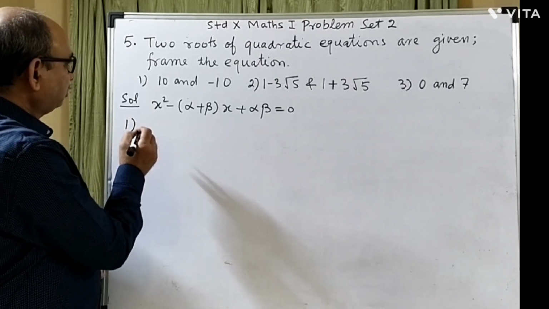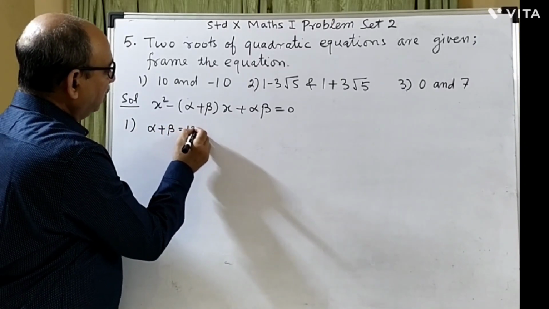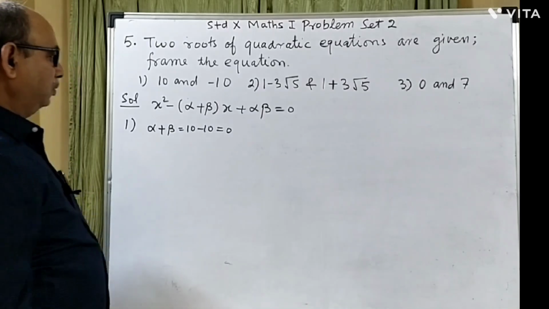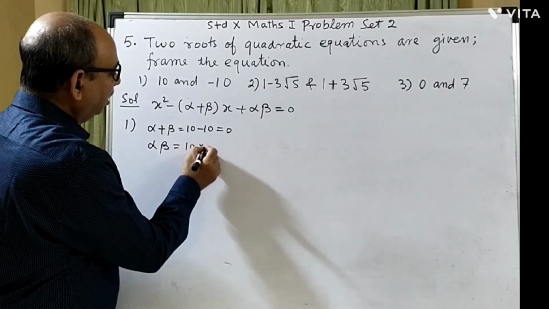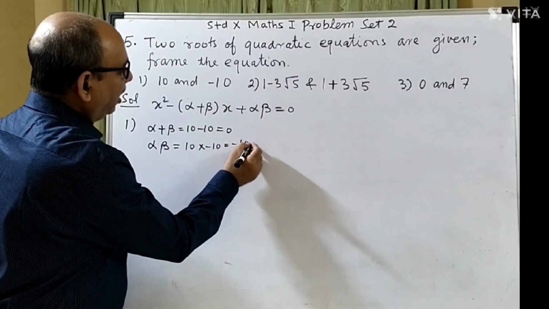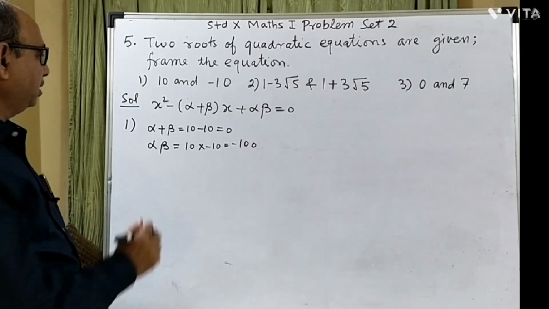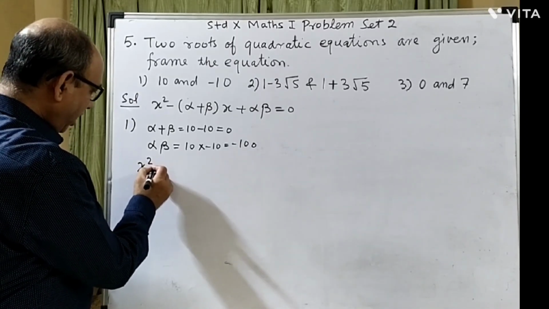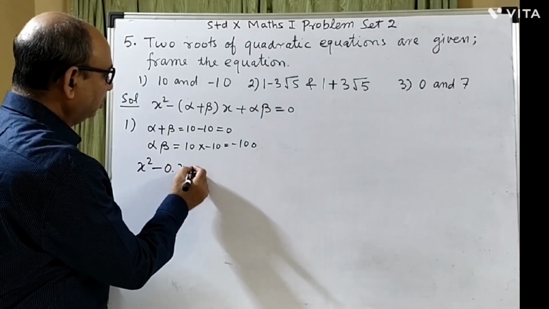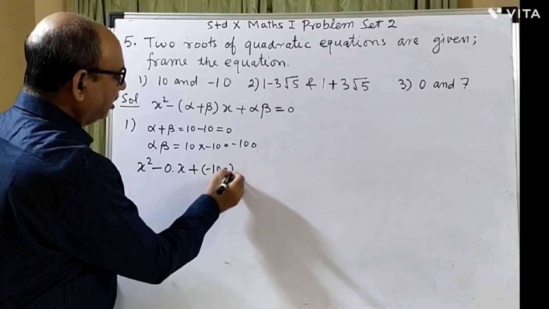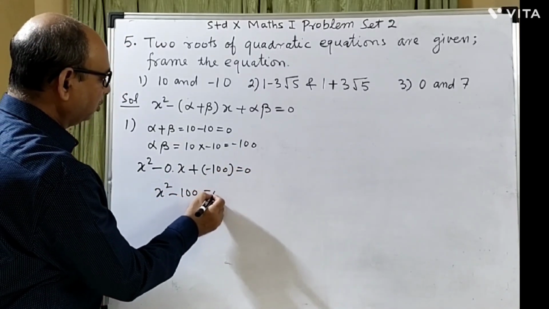The first one, sum of the roots, alpha plus beta is equal to 10 minus 10 is equal to 0. Product of the roots, that means alpha beta is equal to 10 into minus 10 is equal to minus 100. Therefore, the required quadratic equation is x square minus sum of the roots times x, means 0 times x, plus product of the roots, that means minus 100 is equal to 0, or we can say x square minus 100 is equal to 0.